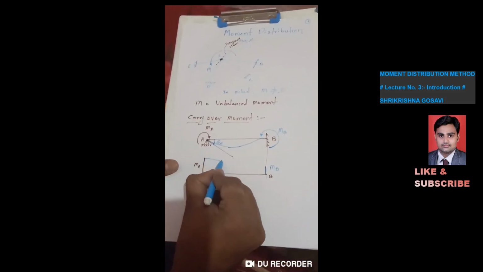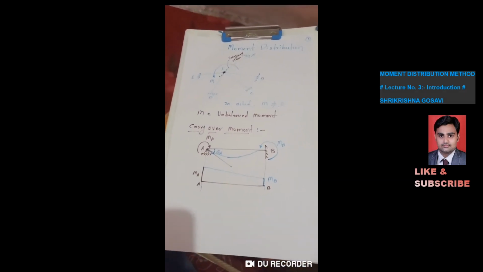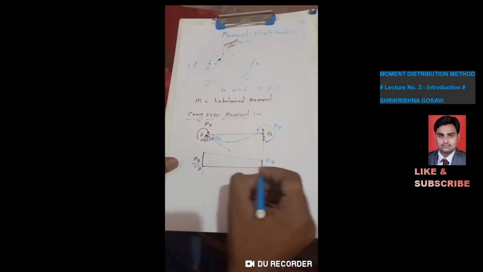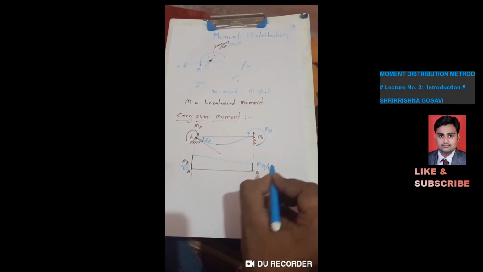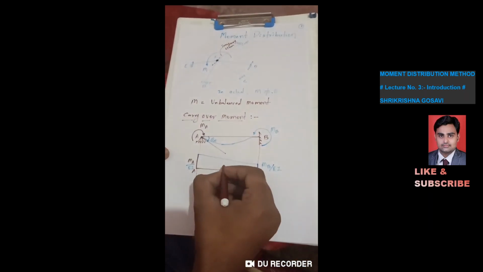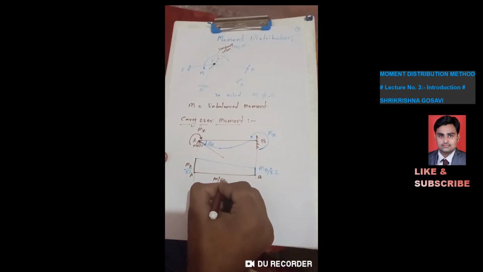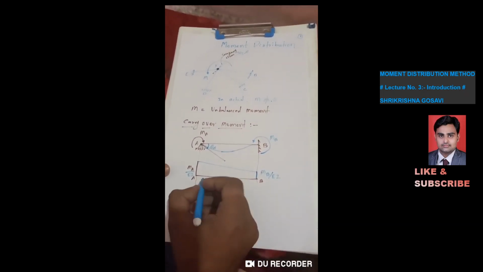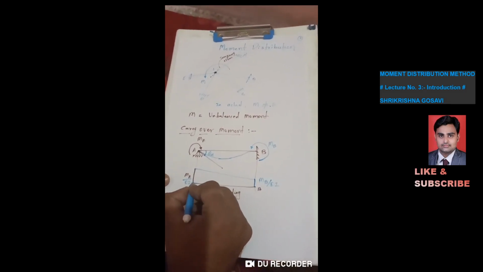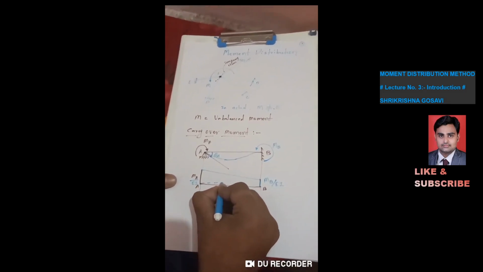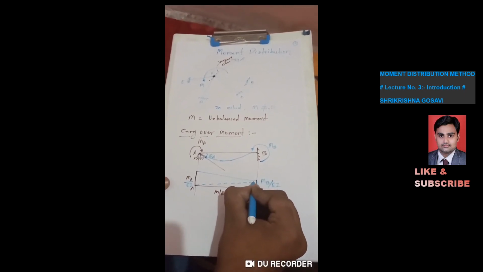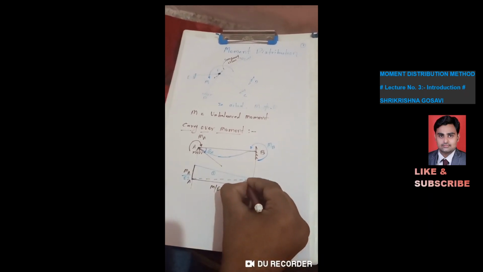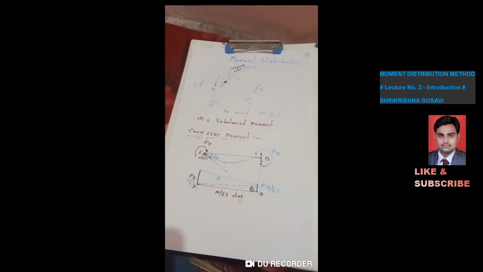Now I will join these 2 points. If I divide each ordinate by EI, so MA divided by EI, and here also MB divided by EI, then I can call this diagram the M over EI diagram, or M by EI diagram. Now this is the trapezoid. I will draw this line so that this area gets divided into 2 triangles. This is our first triangle, and this is the second triangle.